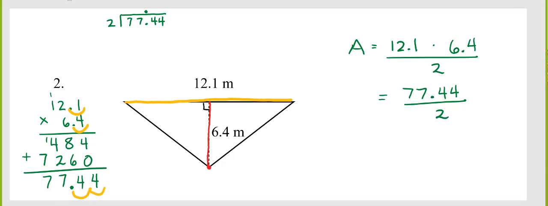Okay, 2 goes into 7 3 times. 2 times 3 is 6. Go do your subtraction. 7 minus 6 is 1. Bring down the 7.